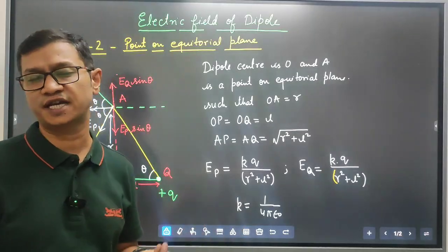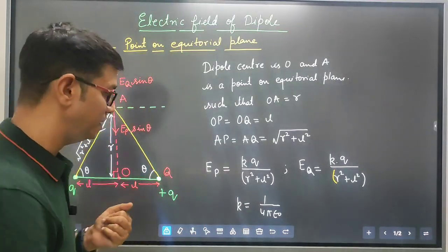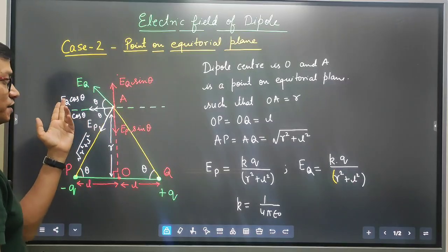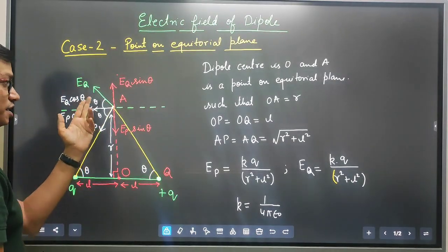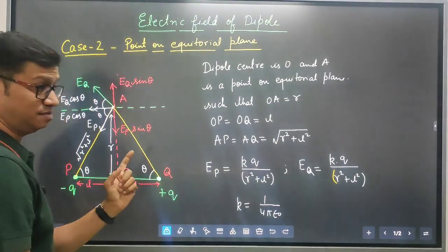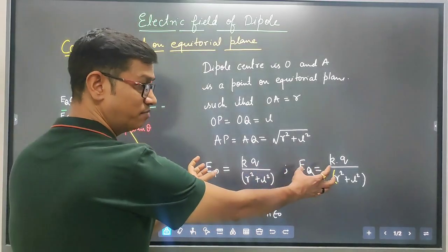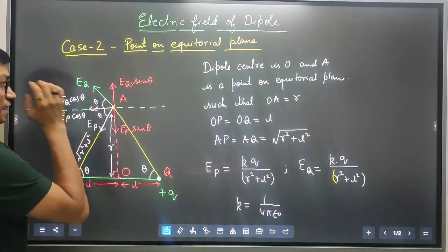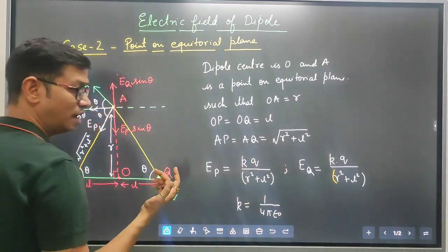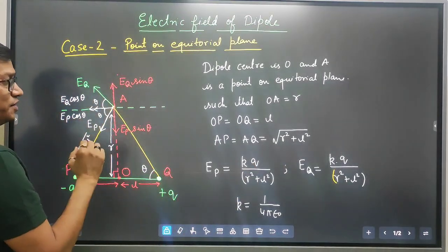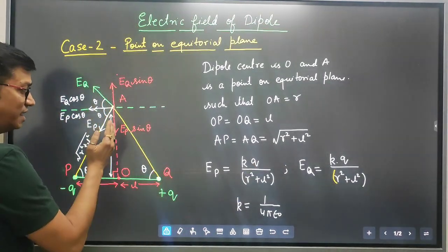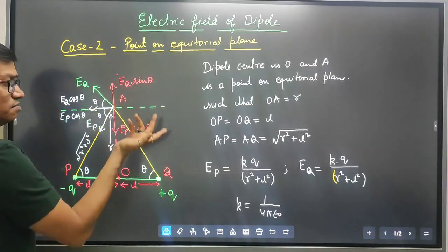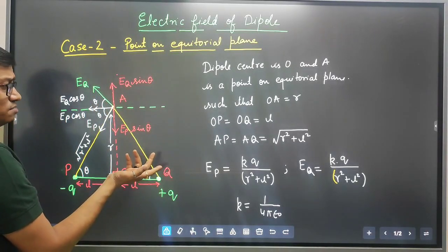We are considering the charges are kept in vacuum. Okay, now we have to just add these two values EP and EQ, but vectorially, right? These are not numbers, they are vectors. So what we will do is, since EP and EQ are equal in magnitude, their EQ sin theta and EP sin theta, being opposite to each other, they'll cancel out each other.